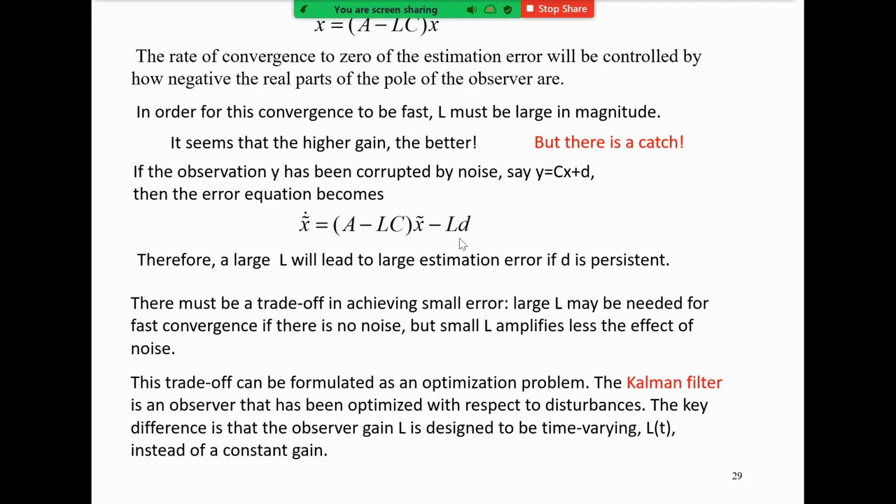The key difference between the observer we have shown you and the Kalman filter is just the gain. In the current design, L is a constant gain. But for the Kalman filter, the gain will be time-varying. There is an algorithm for you to compute the gain, and that gain is not a constant. But of course, we don't have time to cover the Kalman filter. It's out of the scope of this module.